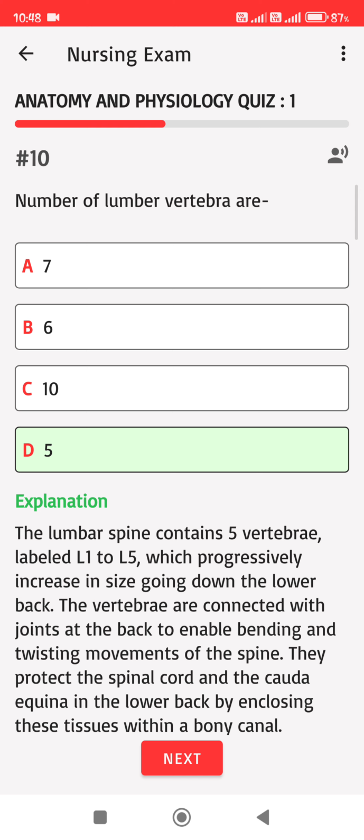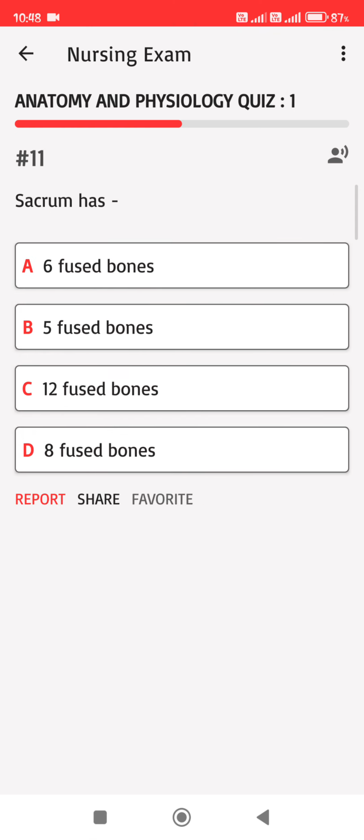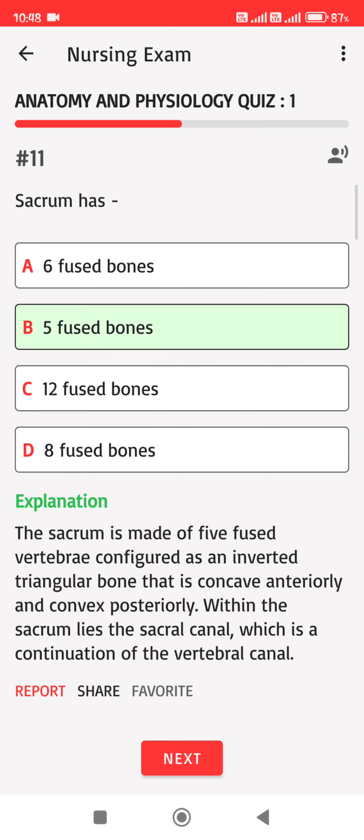Sacrum has A. 6 fused bones, B. 5 fused bones, C. 12 fused bones, D. 8 fused bones. Correct answer: B. The sacrum is made of 5 fused vertebrae configured as an inverted triangular bone that is concave anteriorly and convex posteriorly. Within the sacrum lies the sacral canal, which is a continuation of the vertebral canal.